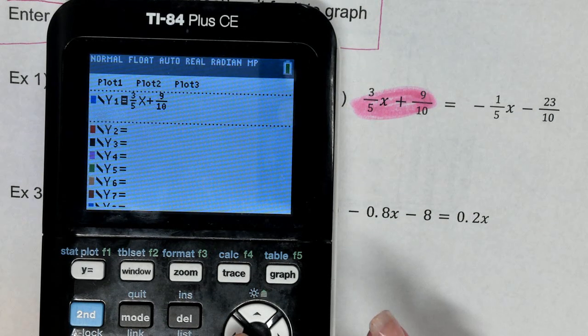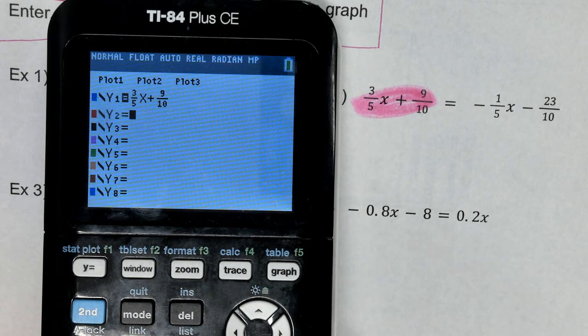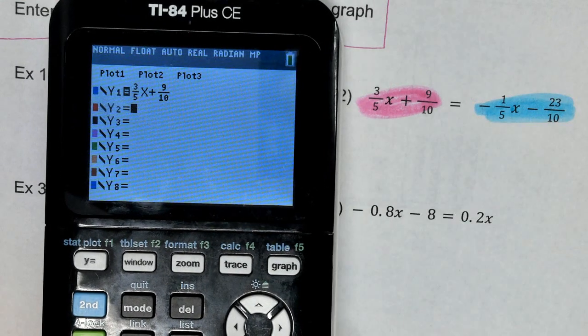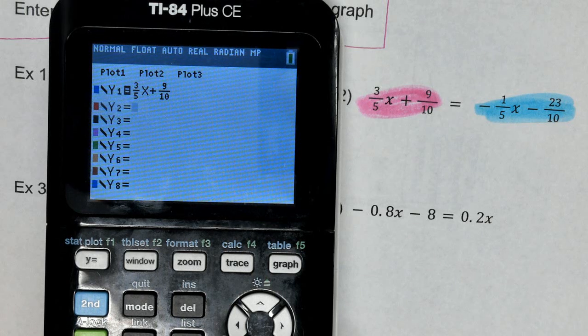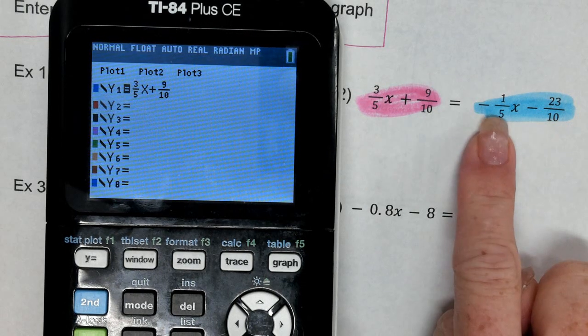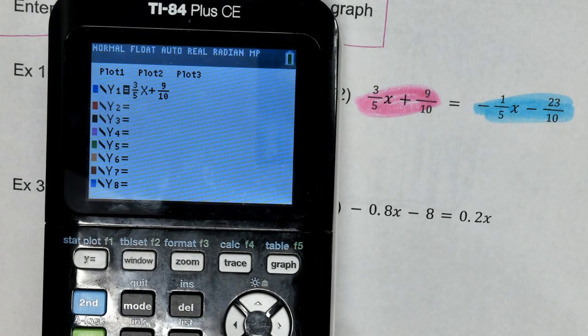Okay, go down to y2. Now we're going to talk about this side. This is where people mess up. Do you see that this sign and this sign are the same size? That does not mean that they are the same.